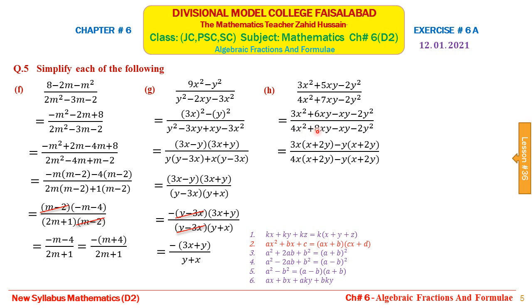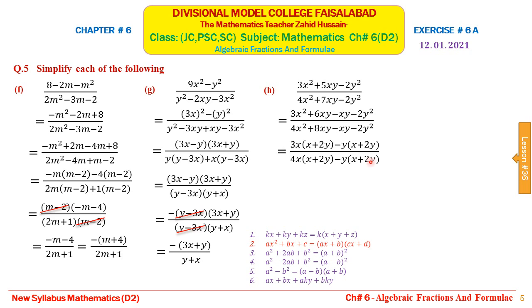From the first two terms in the denominator we have 4x common and we are left with x plus 2y. And from the last two terms in the denominator we have minus y common and we will be left with x plus 2y.